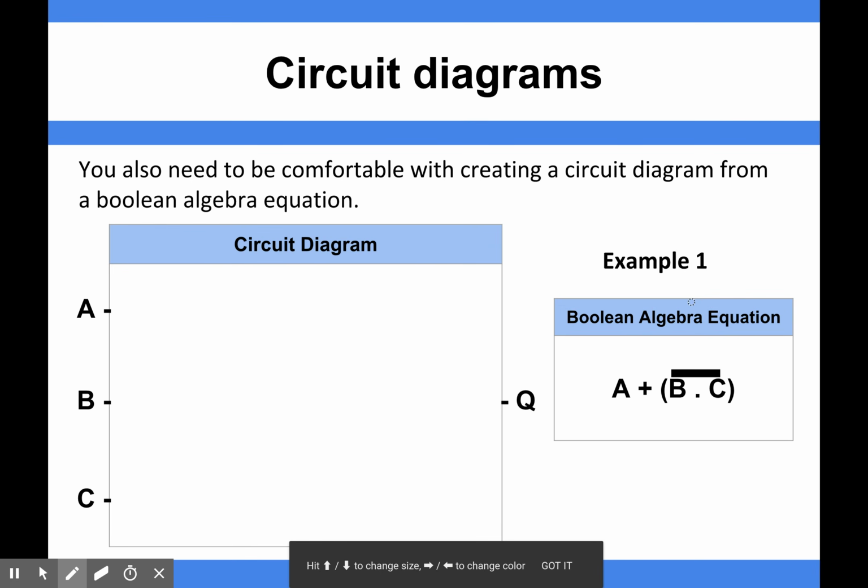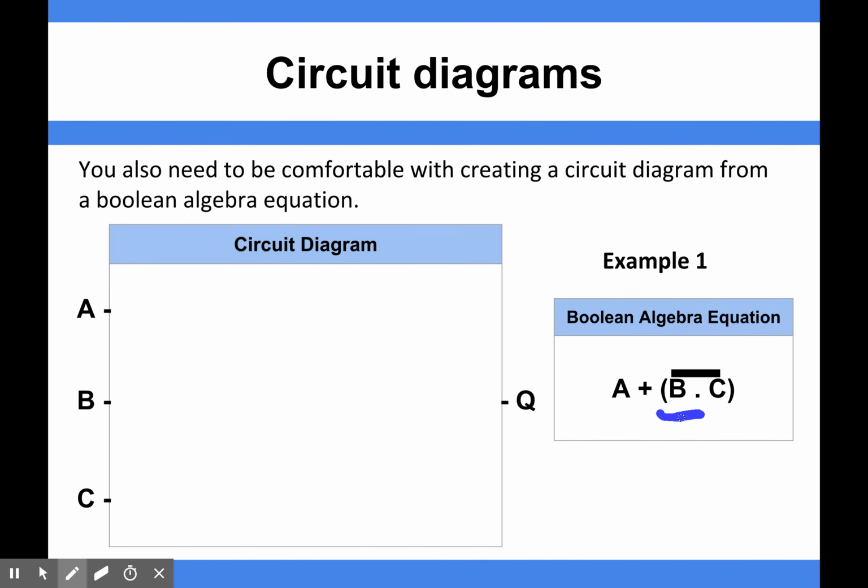Okay, so we've got a circuit diagram here, and we need to be able to draw it. So we've got our Boolean expression here, and I'm going to have to try and draw that in our grid we've got over on the left-hand side.